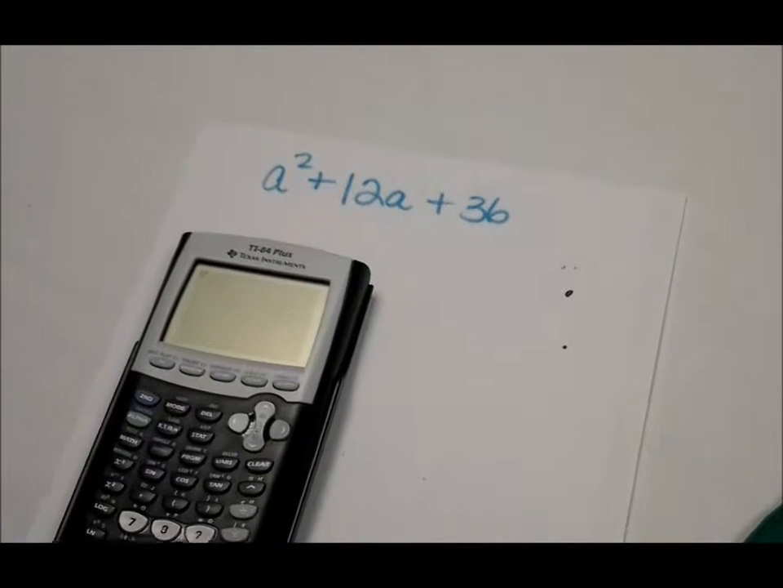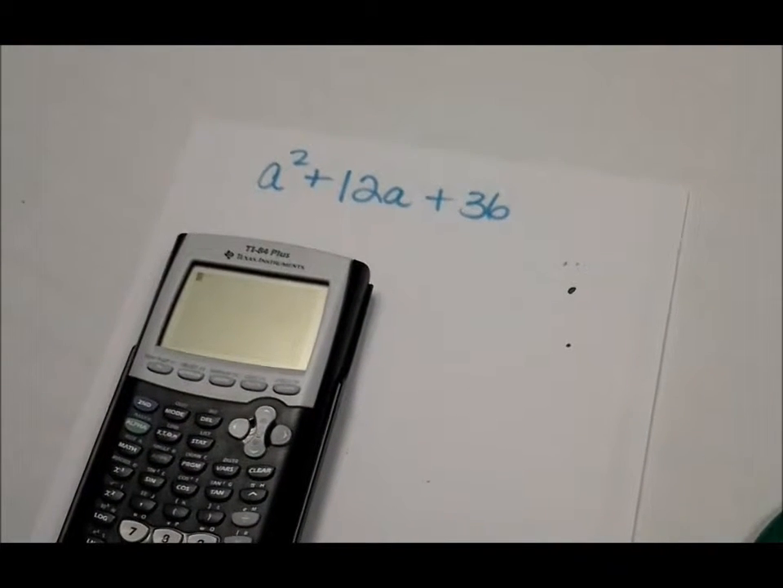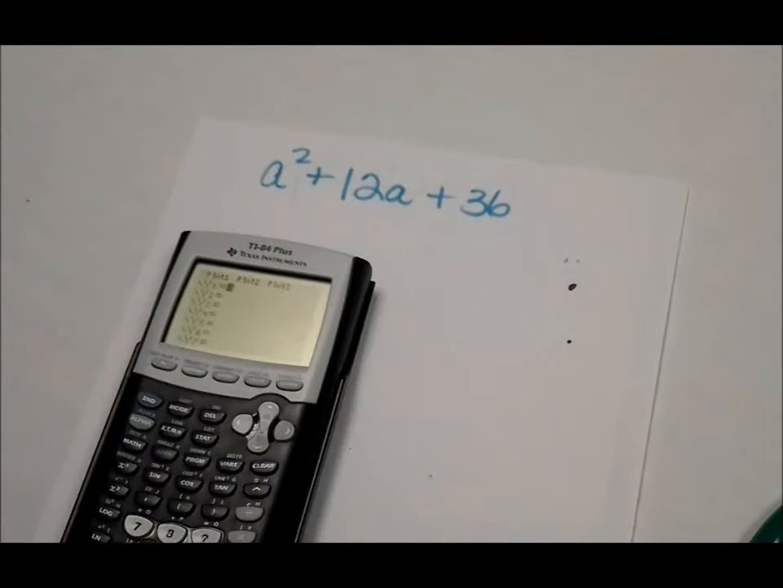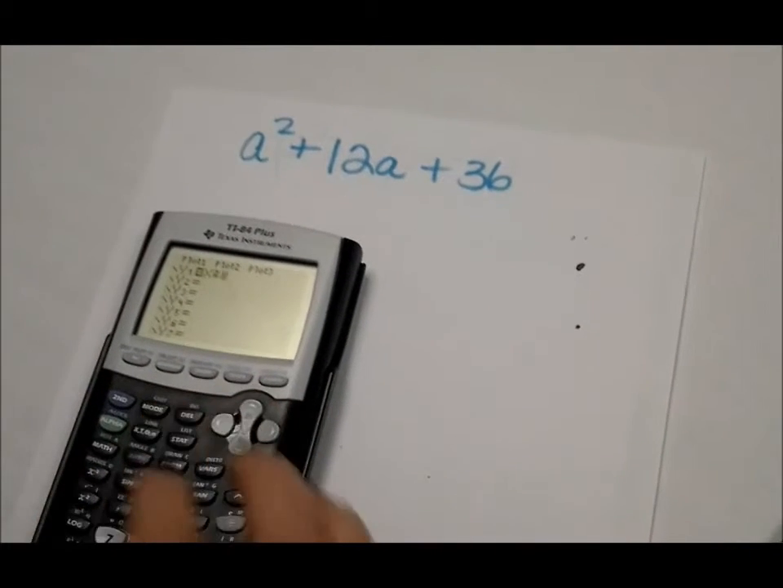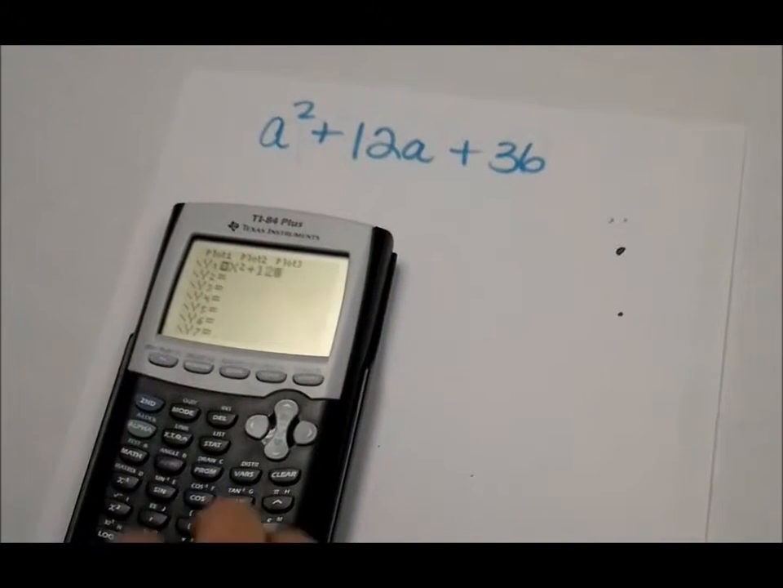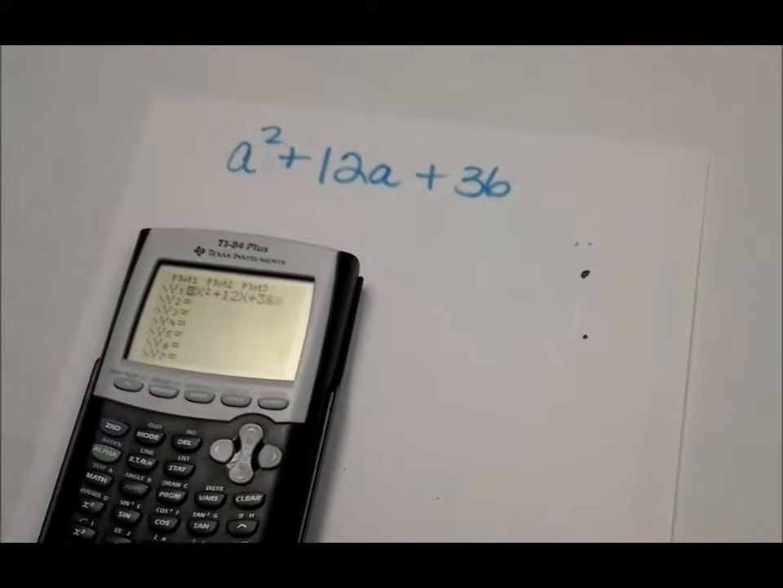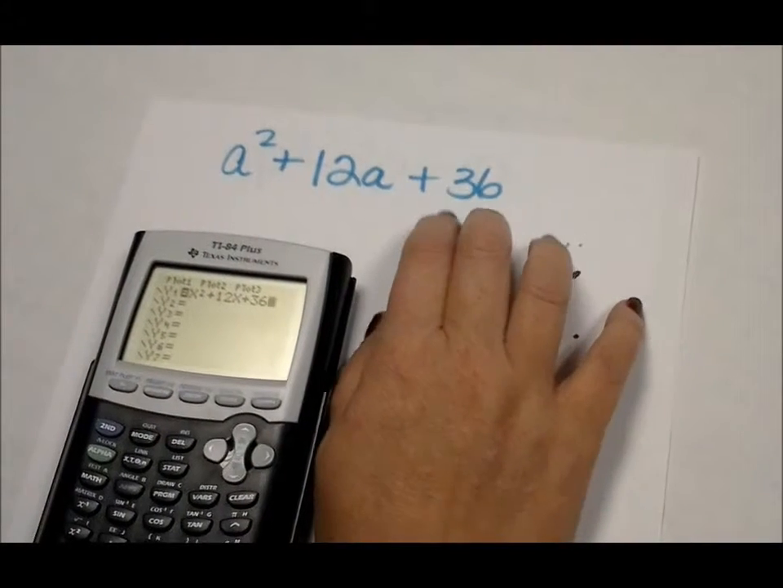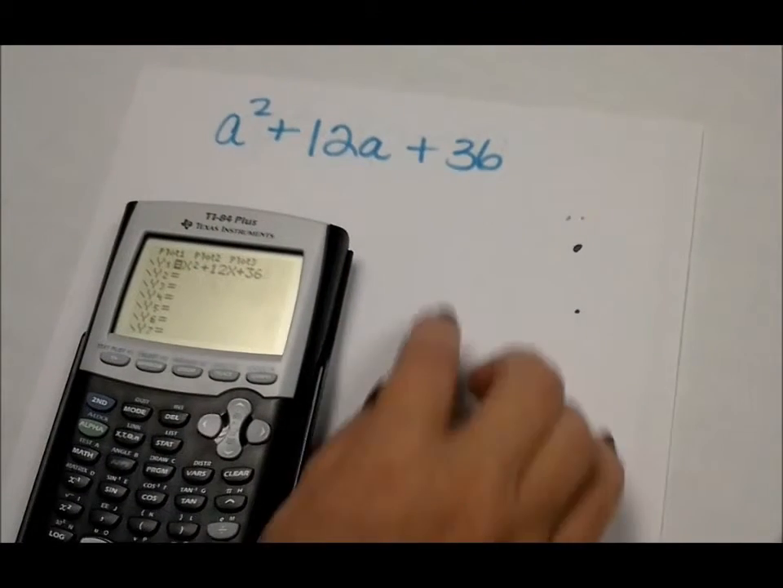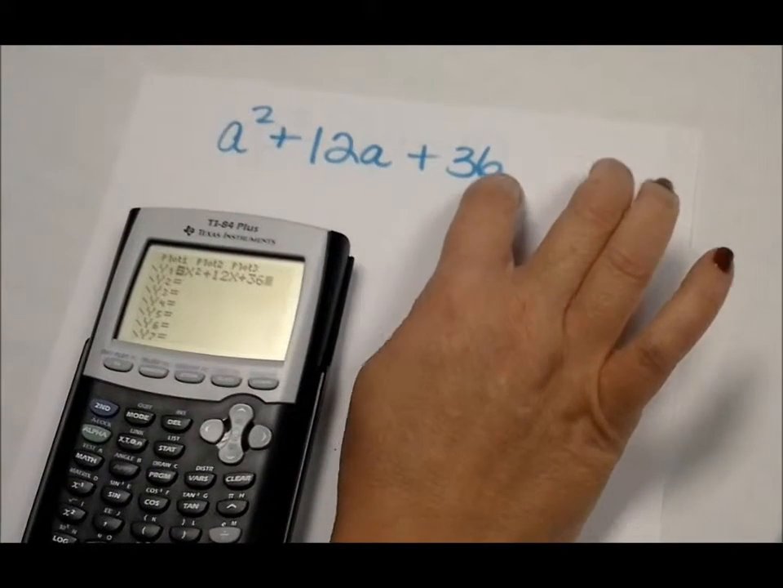We're going to look at this one as a squared plus 12a plus 36, and again I'm going to use the calculator to help me find my zeros. And I'm going to put in x squared plus 12x plus 36, and I just want to point out 36 is another one of those numbers that has a whole lot of factoring. So having kids guess and check with 36 can be a difficult task.